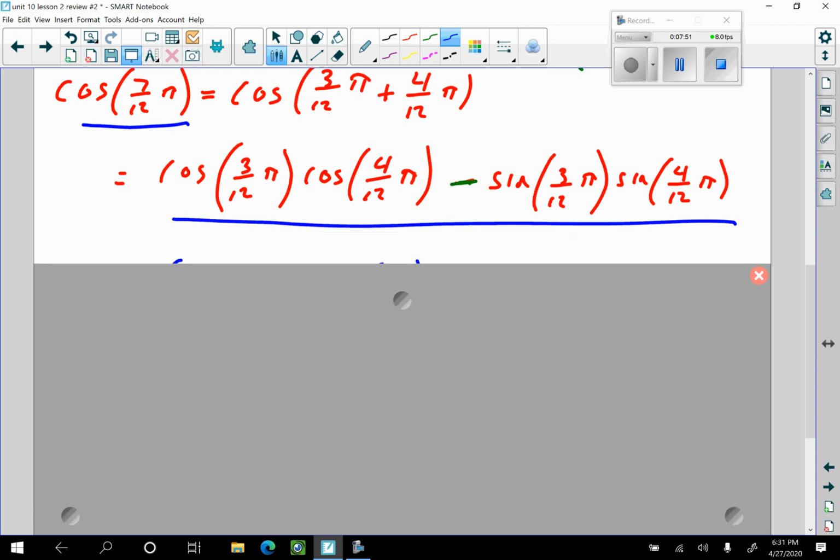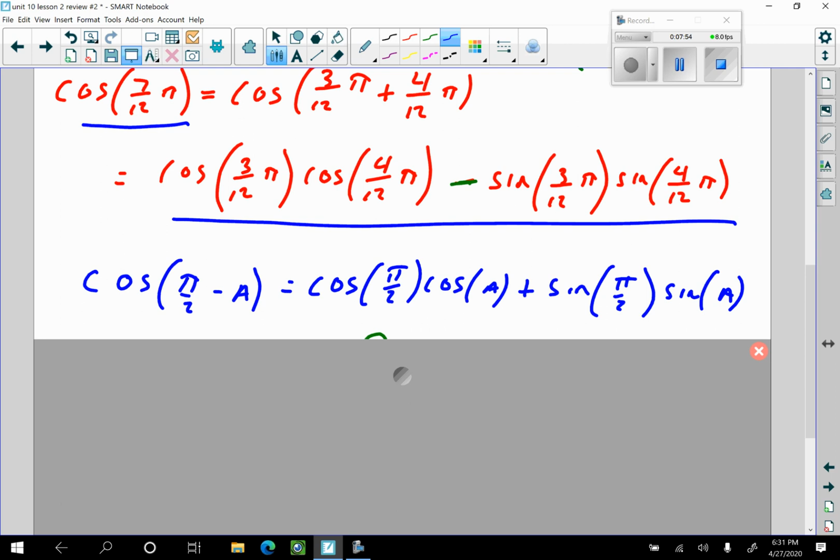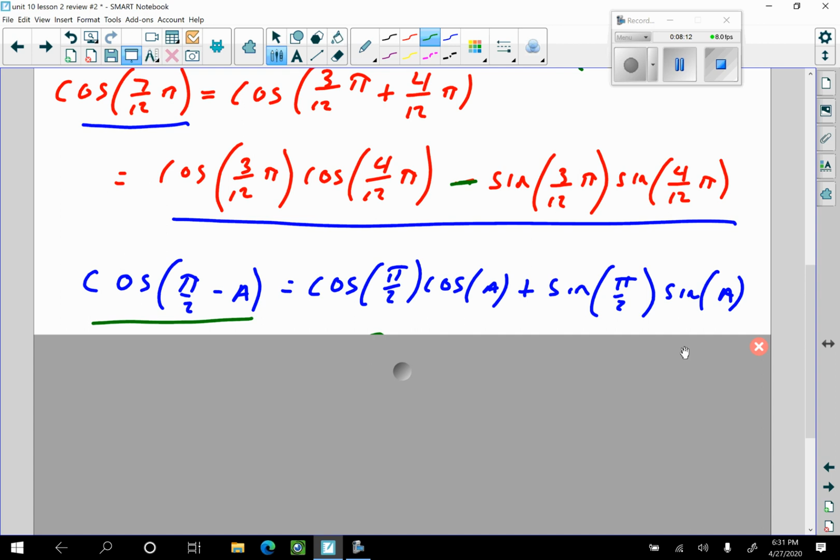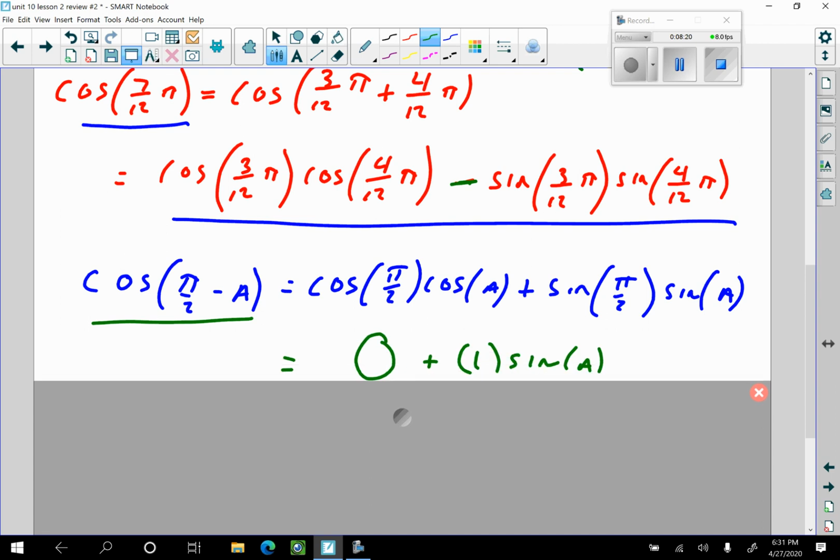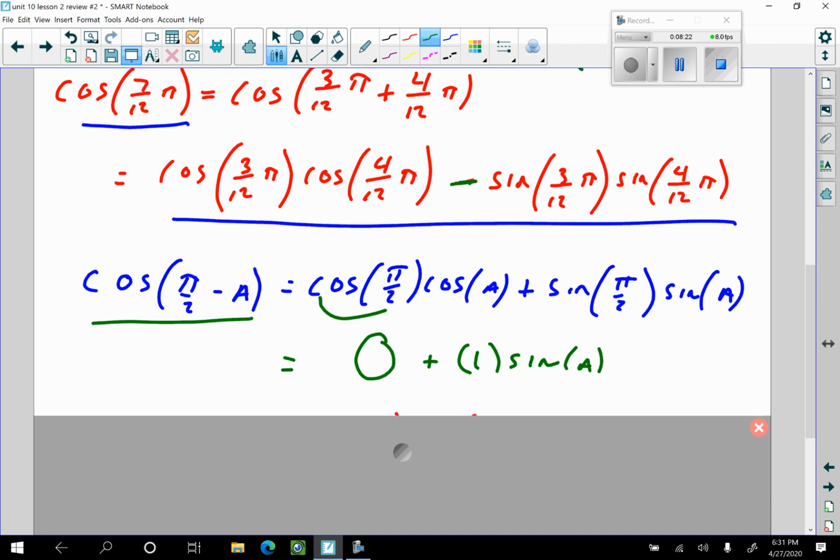So let's see if we can find another value for cosine of 7/12 pi. Well, before I get there, is this statement true or false? If I have the cosine of pi over 2 minus a, here I am subtracting two angles. That's going to be the cosine of pi over 2 times the cosine of a, plus sine of pi over 2, sine of a. What's the cosine of pi over 2? The cosine of pi over 2, ladies and gentlemen, is 0. So this guy right here is a big giant 0. The sine of pi over 2 is 1.